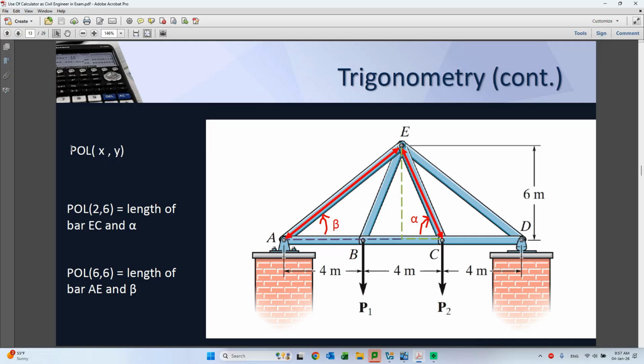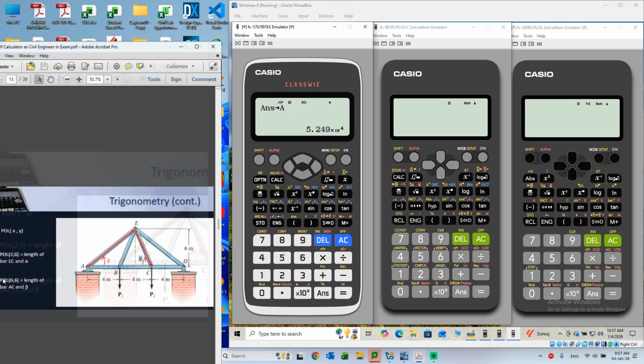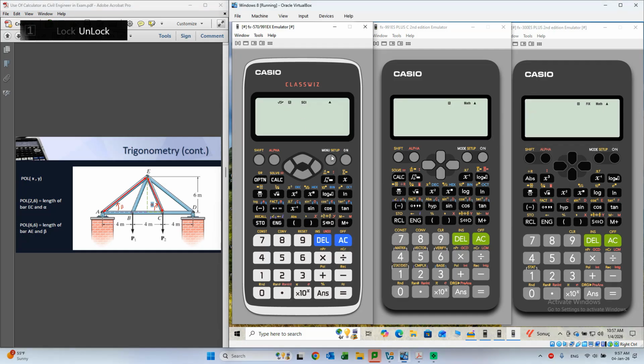The two functions we have, pole, you provide x and y. If you write pole x and y, the result will be the length, which is this distance here, the hypotenuse, plus the angle that you have here. This is useful in calculating the length of members and the angles that we have here. So how does it work? Let me change this back. I believe I can reset everything here. I can reset everything.